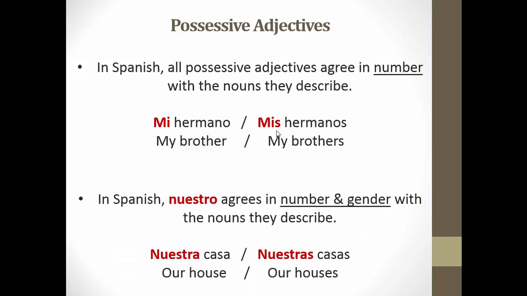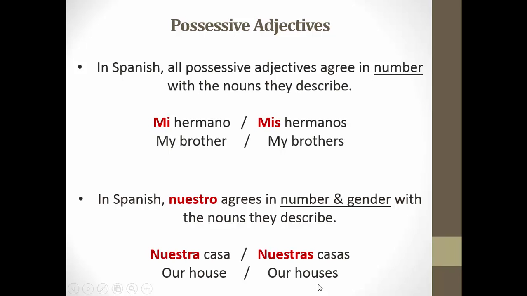Okay? In Spanish, nuestro agrees in number and gender with the nouns it describes. So for example, if you want to say our house, the word house is casa, and we can see that because casa ends in an A, it's feminine. Therefore, our possessive adjective must be feminine as well. So, nuestro is special. You have to consider there are 4 forms of it. Nuestro, nuestra, nuestros, and nuestras. But because casa ends in A, we want this one to end in A. Nuestra casa means our house.